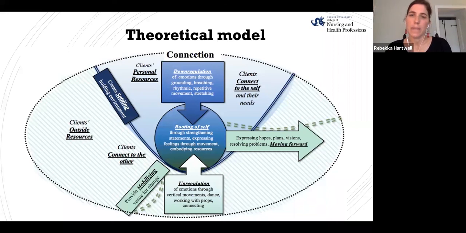And I forgot to mention the connection to the self. So this happens more in the blue phase as this downregulation happens, that there's a sense of what are my needs, what's happening with me, I'm connecting with my breath. And that's how I felt those core categories were related to each other through this kind of strange and maybe a little bit complex diagram.